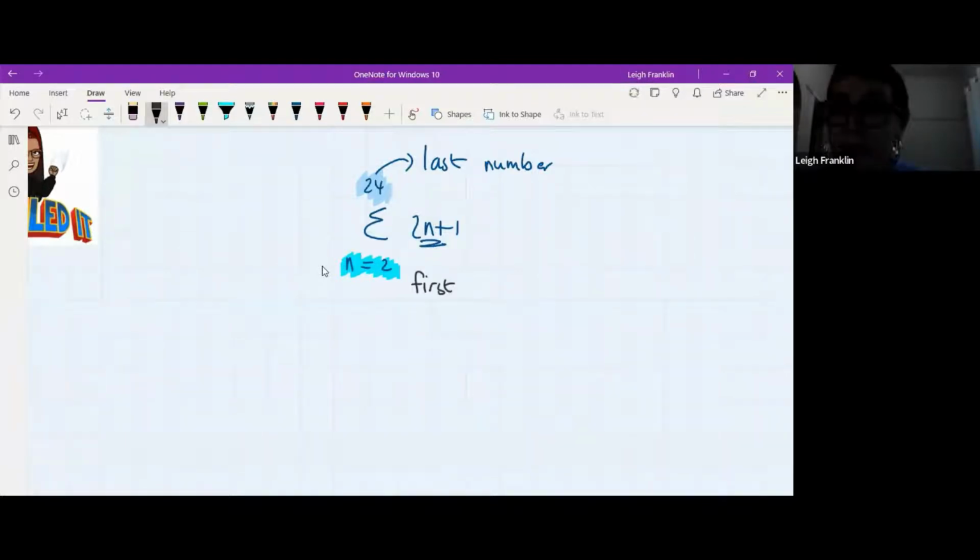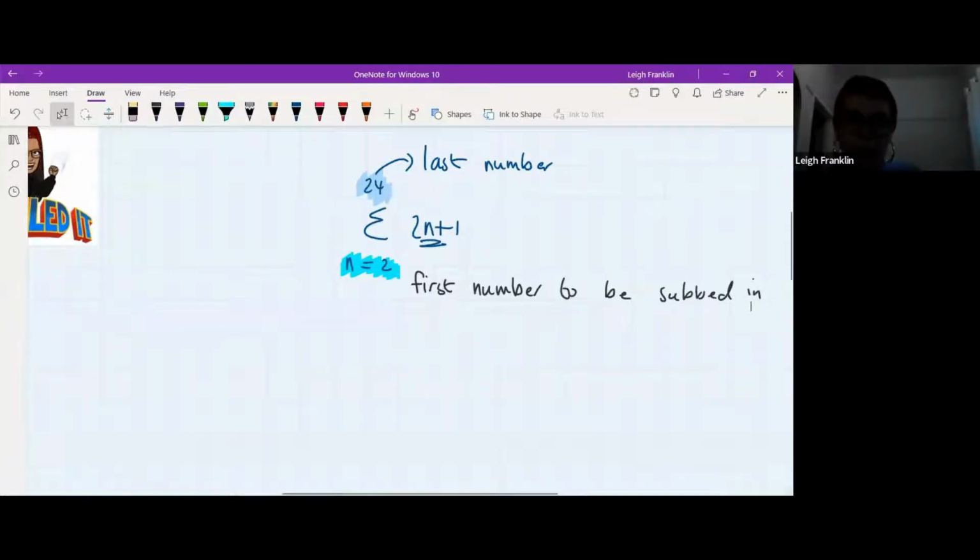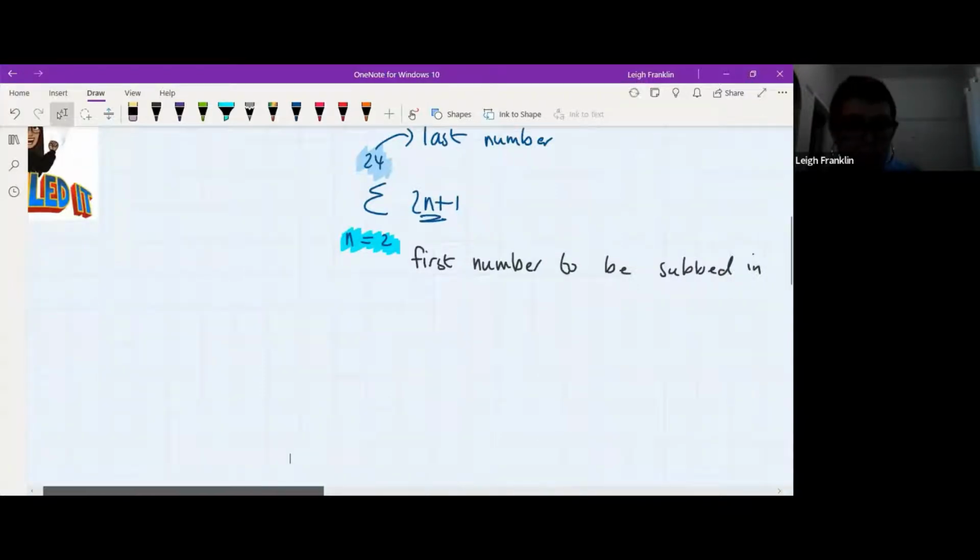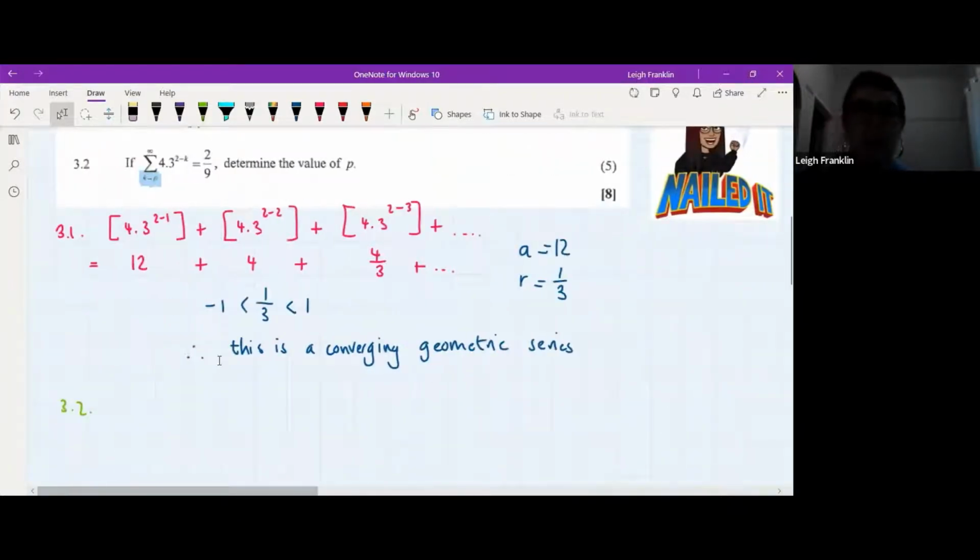First number to be subbed in. That's it. Oh, I'm writing so badly. Okay, to be subbed in. So if they're asking us to work out the value of P, they are asking us to calculate the value of the first number that is going to be subbed in to the sum to infinity.